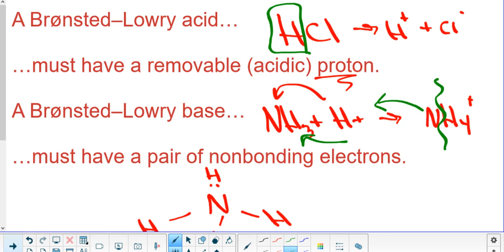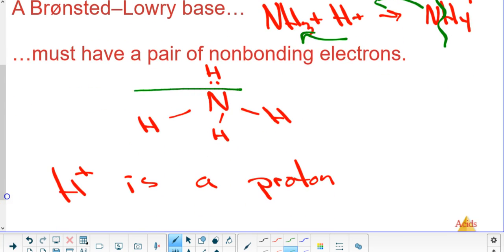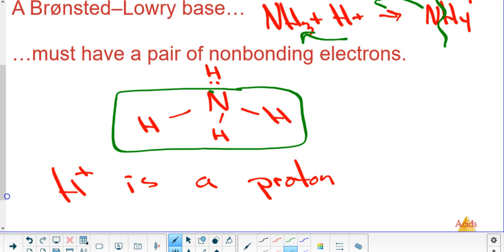A Bronsted-Lowry base must have a pair of non-bonding electrons. That's a little bit of a different definition that we don't use as much, but something like NH3 here. So NH3 was here. It had its non-bonding pair right there, and it attracted the hydrogen ion to that and stuck to it. So that's why the proton would stick to the non-bonding pair.